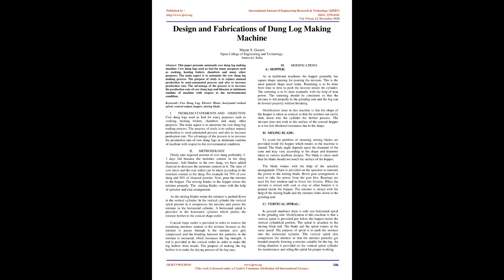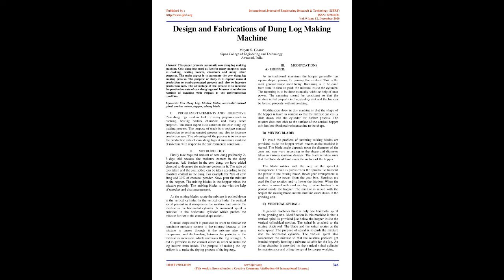2. Methodology. Firstly, take the required amount of cow dung, preferably 2-3 days old, because the moisture content in the dung decreases. Add binders to the cow dung. We have added charcoal to decrease the moisture content in it. The ratio of cow dung taken and the coal added can be chosen according to the moisture content in the dung. For example, for 70% cow dung add 30% charcoal powder.